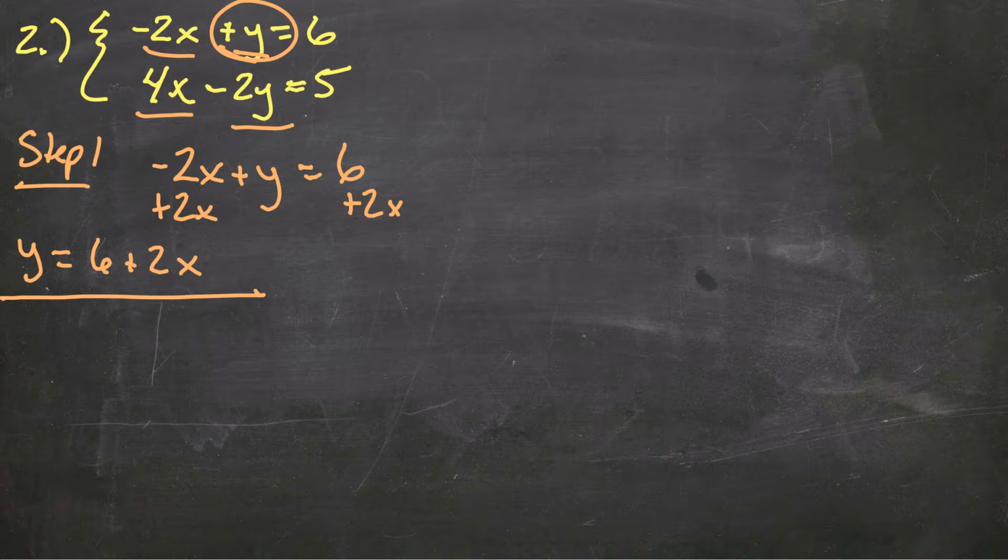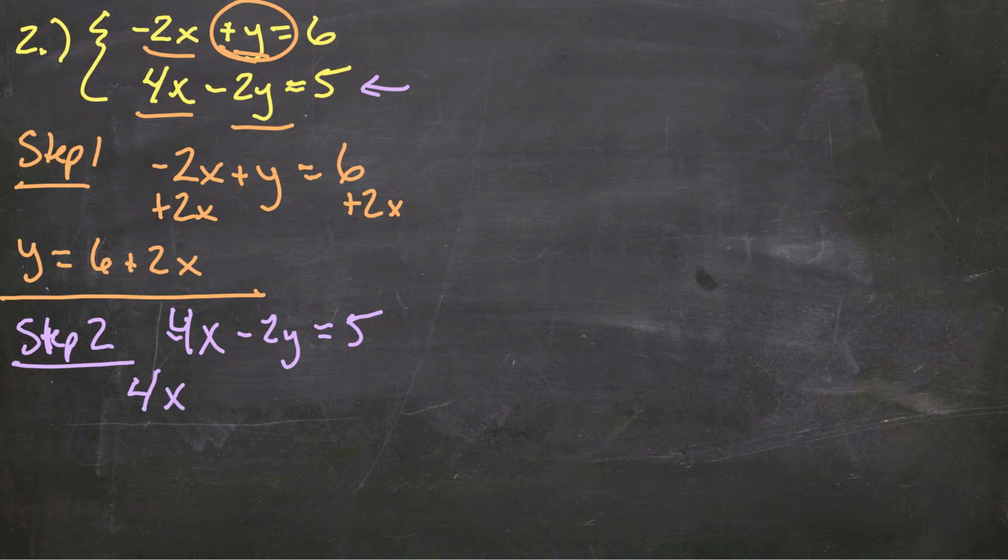Now I have to move on to step 2. Step 2 says if I use the top equation in step 1, I have to use the bottom equation in step 2. So I write 4x minus 2y equals 5. I circled y, I got y by itself, so that means I'm going to write 4x minus 2, empty space, equals 5.